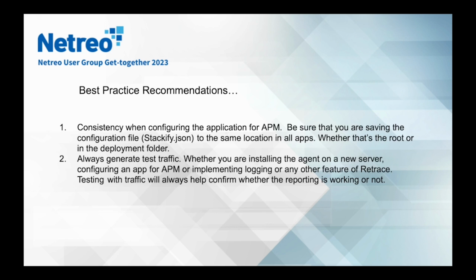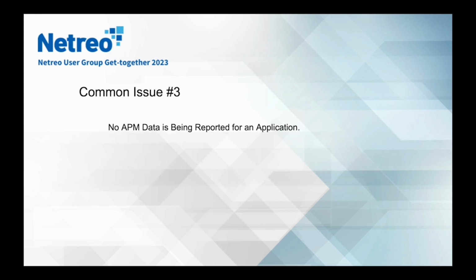The second best practice, for applications not reporting, or even when no APM is being reported for an app that is showing up in your dashboard, is traffic. Anytime you're outside of a production environment, or an environment where traffic is being generated to your application endpoints by end users, you'll want to keep in mind that without traffic, there's nothing for Retrace to report, and that raises the possibility that you won't see reporting at all.